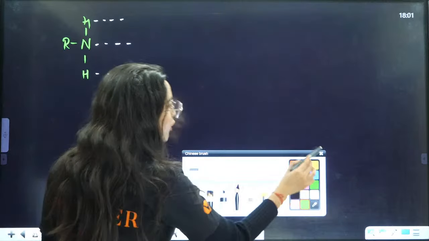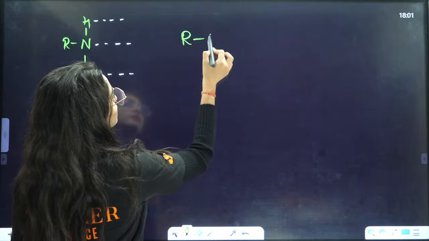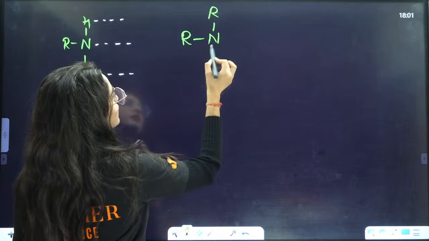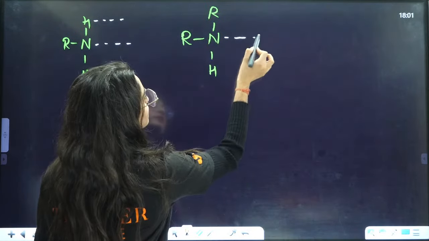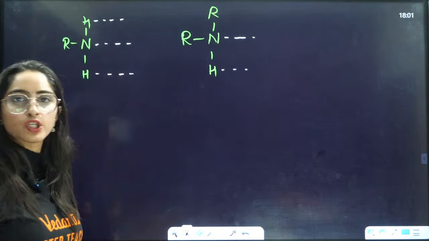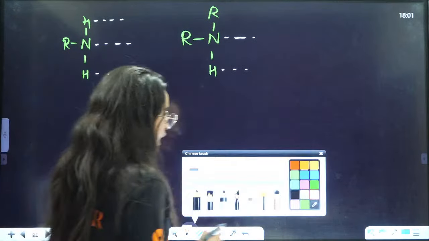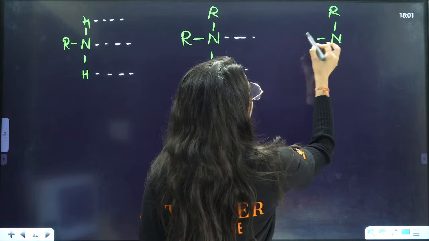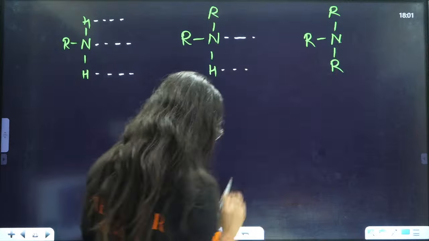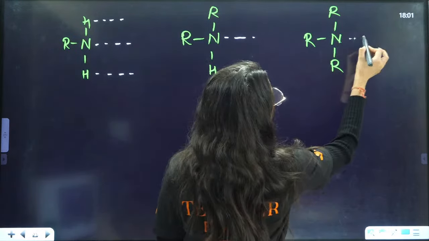If you talk about 2 degree amine, this is R, this is N, this is R, this is H. So now it will have 2 hydrogen bondings, this and this. These are the 2 hydrogen bondings that it will have. If you talk about 3 degree, this is N, this is R, this is R, this is R. Now it will have only 1 hydrogen bonding.